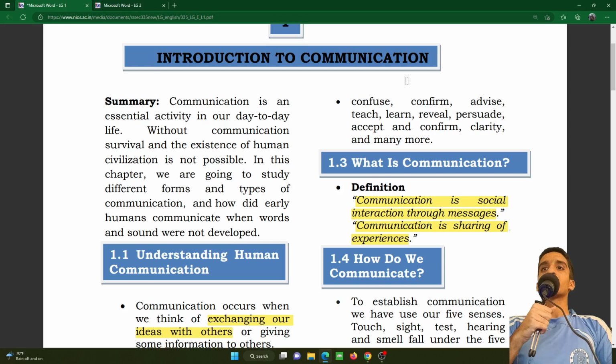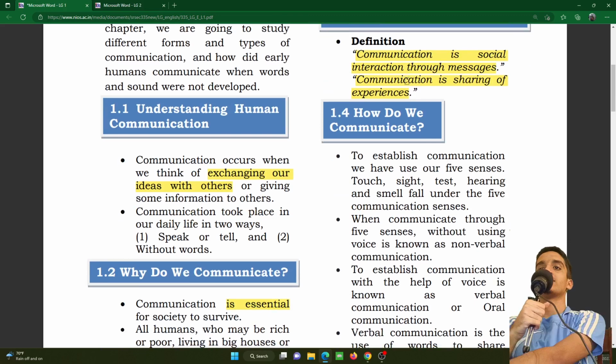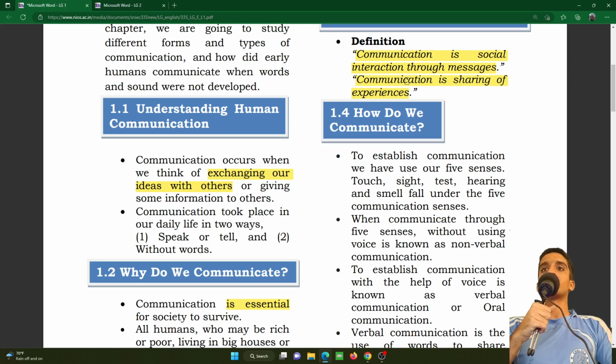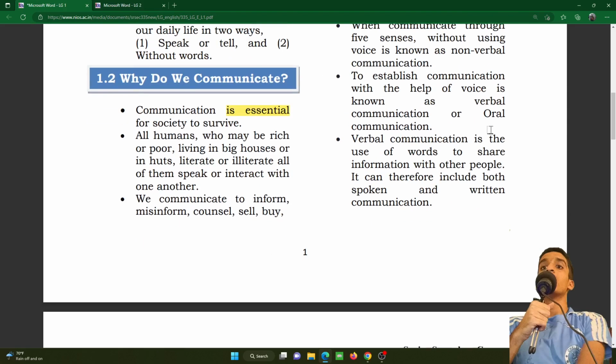What is communication? Definition: communication is social interaction through messages. Communication is sharing our experiences. How do we communicate? To establish communication, we use our five senses: touch, sight, taste, hearing, and smell. Communicating through the five senses without using voice is known as non-verbal communication. Establishing communication with the help of voice is known as verbal communication or oral communication.